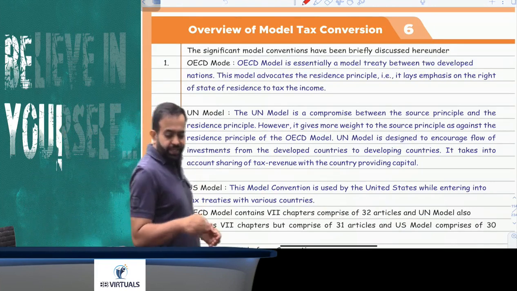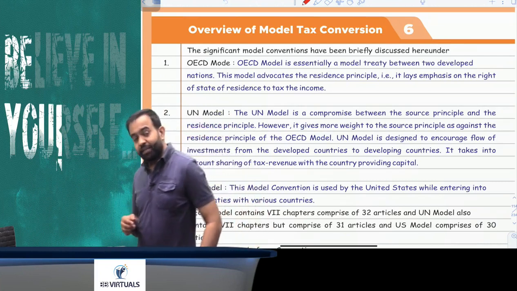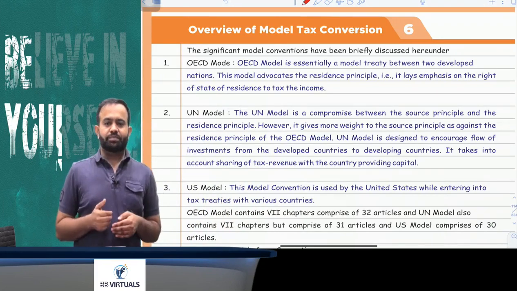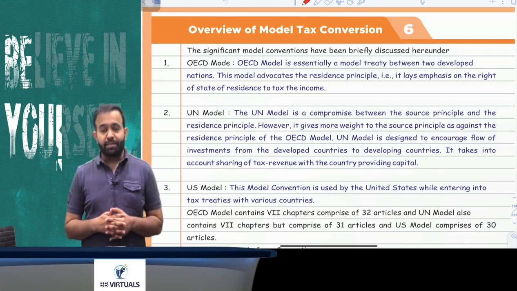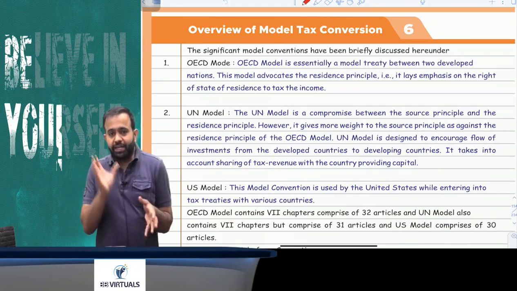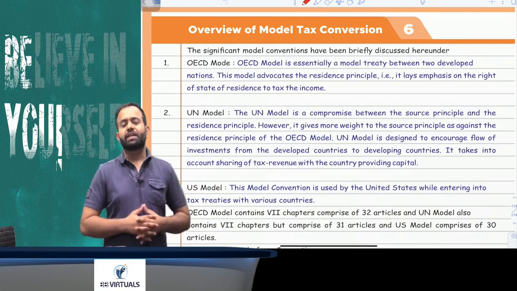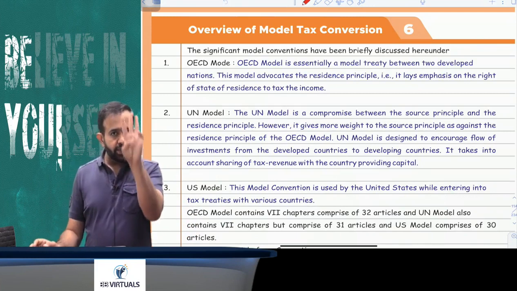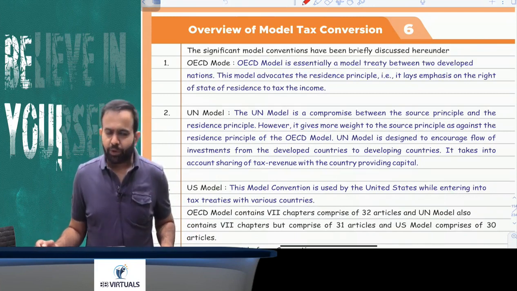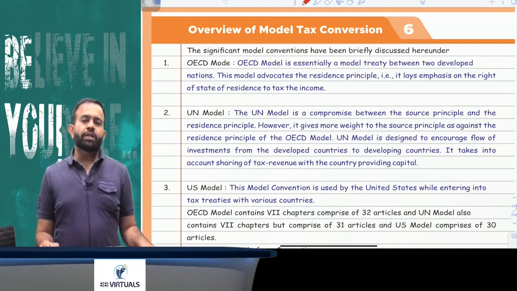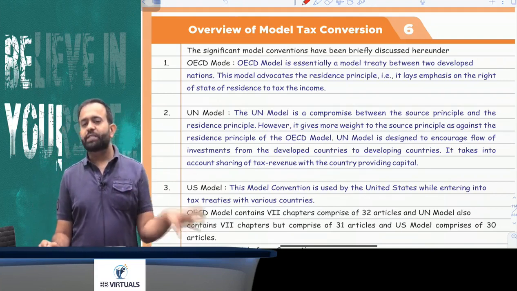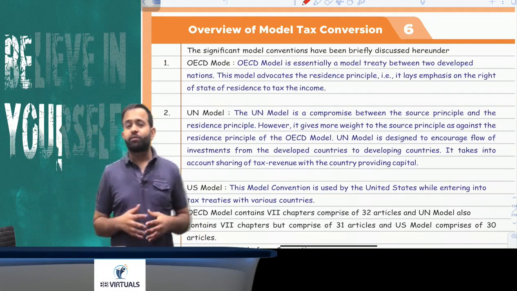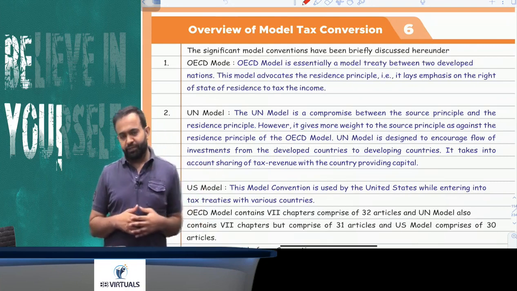So guys, the question is, whenever two countries come together and want to make a double taxation avoidance agreement, how do they start the formatting, the initiation, the bargaining of that agreement? For bargaining, there are basically three models in the market. One is the OECD model, one is the UN model, and one is the US model. One is the OECD model of tax convention, one is the UN model of tax convention, and one is the US model of tax convention.